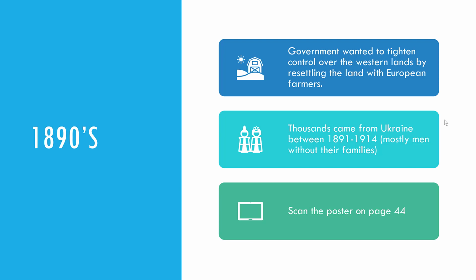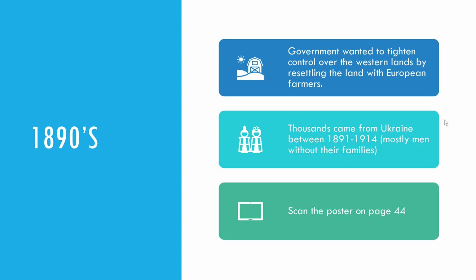Thousands of people came from the Ukraine between 1891 and 1914. Mostly they were men without their families. But what do you think happened eventually? That's right, they eventually would have gotten their families to come over, or they would have married people from Canada and made new families.